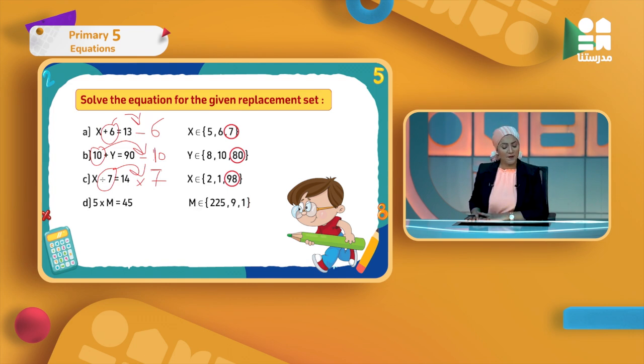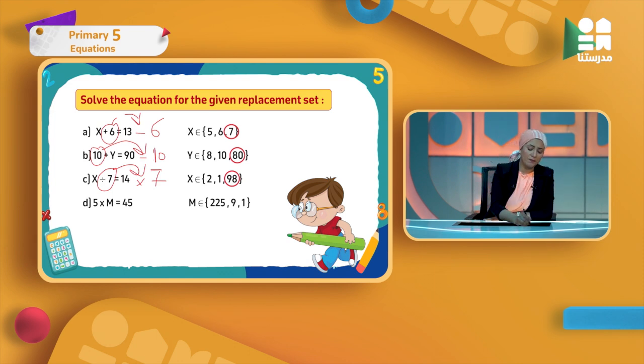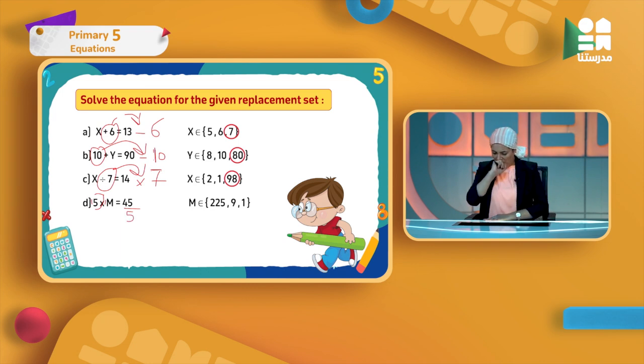Letter D, 5 times m equals 45. Here I have multiplication sign or times. I will take it on the other side with divided sign. So it will be 45 over 5 or 45 divided by 5. So the answer is here m belongs to the element 9, or it belongs to this set in the element 9.